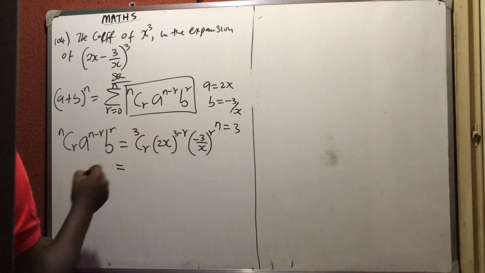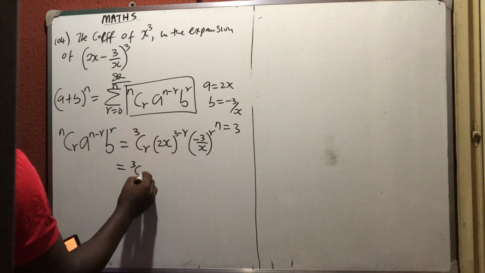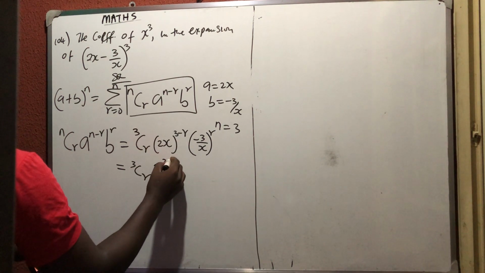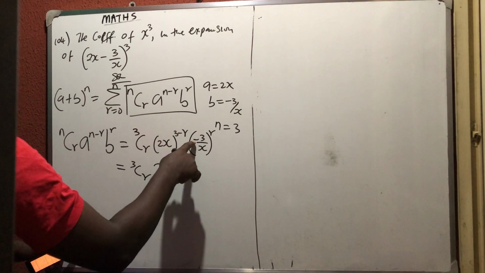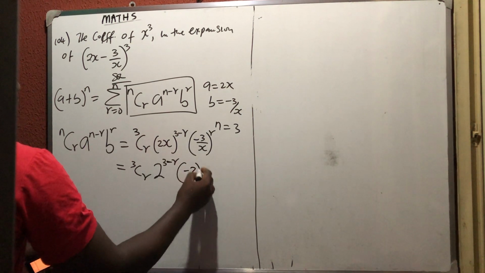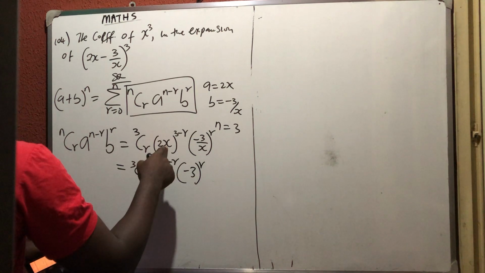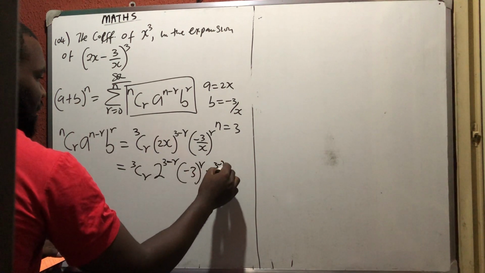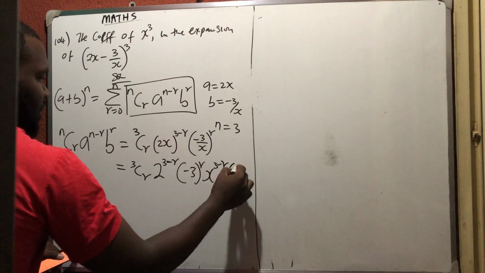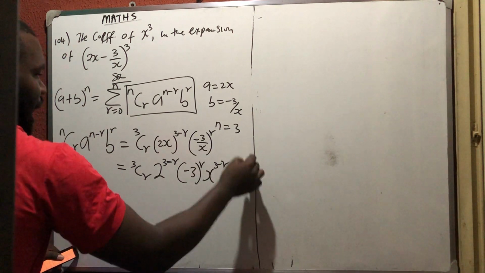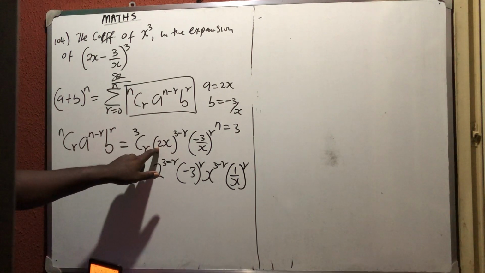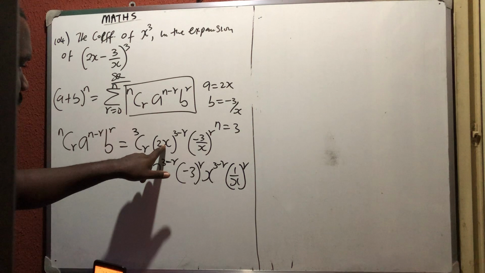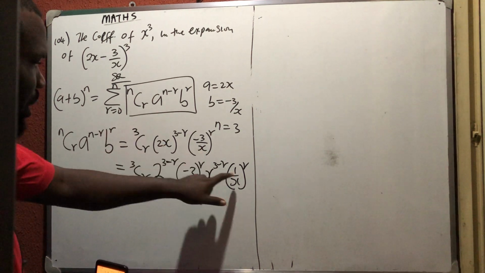So let us bring all the constants outside. So 3 combination r here will give you 2 raised to power 3 minus r. Then here will give you minus 3 raised to power r. Then I'm having x here, so I'm having x raised to power 3 minus r, and then I'm having here 1 over x raised to power r. So I brought all the constants: 2 is here, I brought it out. Minus 3 is here, I brought it out. Before, I now wrote my x and then the other of my x.